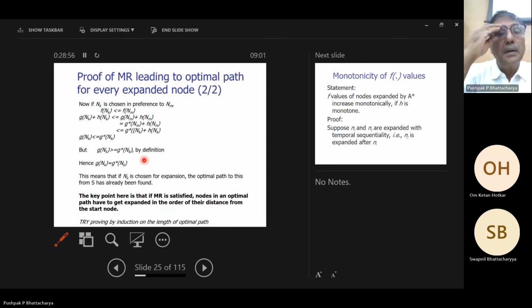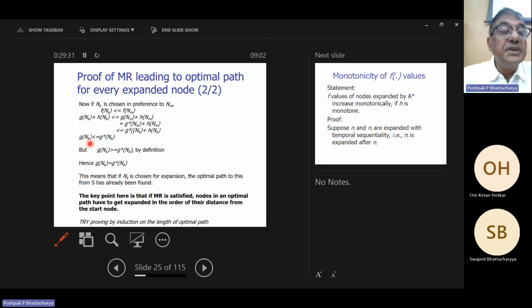Now, if nk is chosen in preference to nm, then f(nk) must be less than or equal to f(nm). This is the property of the A-star algorithm. That means g(nk) plus h(nk) must be less than or equal to g(nm) plus h(nm). And g(nm) is g star(nm), because all its ancestors on the optimal path are in the closed list, which is equal to g star(nm) plus h(nm). And this is less than or equal to g star(nk) plus h(nk).